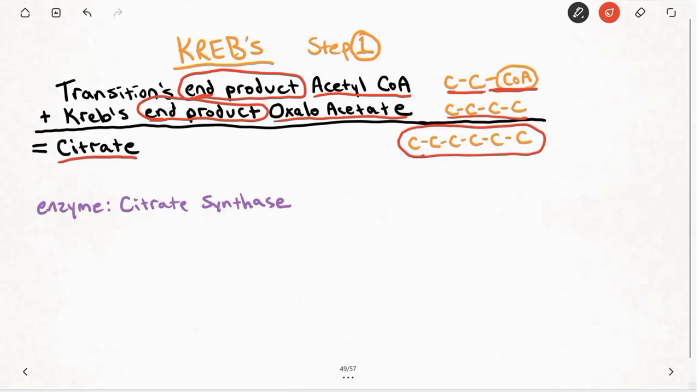And the enzyme that is used to make citrate, to synthesize, which just means to make, citrate, is citrate synthase. See, synthase ends in ase because it's an enzyme, because enzymes all end in ase, and you're synthesizing citrate, you're making citrate, so synthase. Citrate synthase is the enzyme to synthesize citrate. So if you want to synthesize citrate, you need the enzyme citrate synthase.